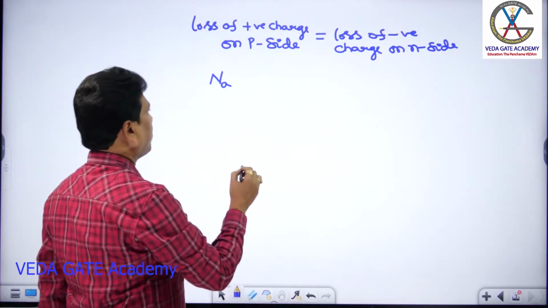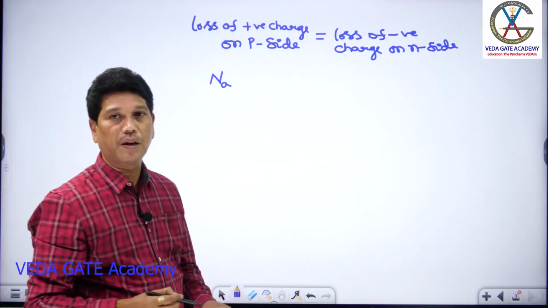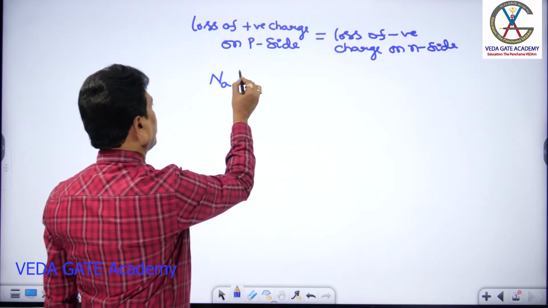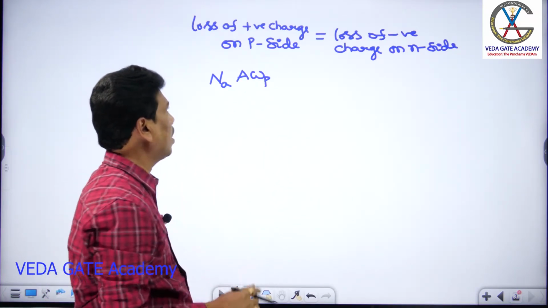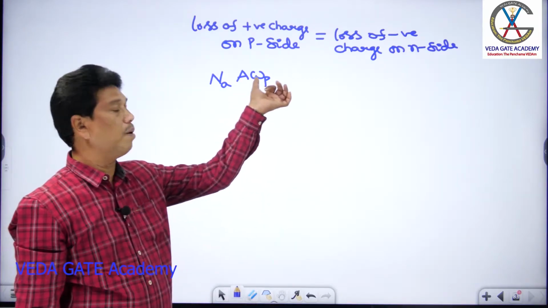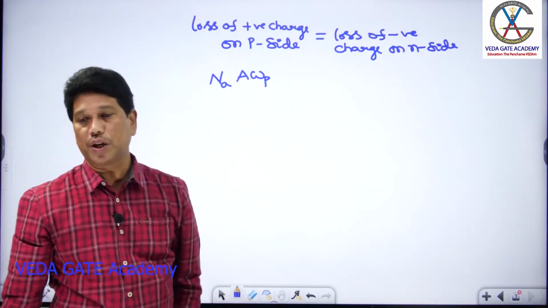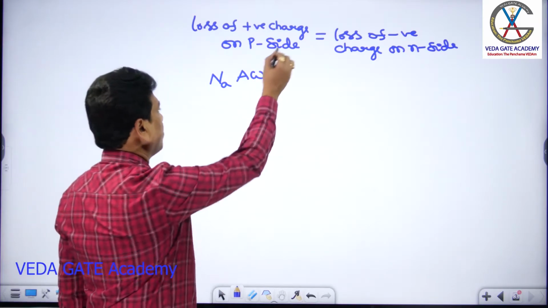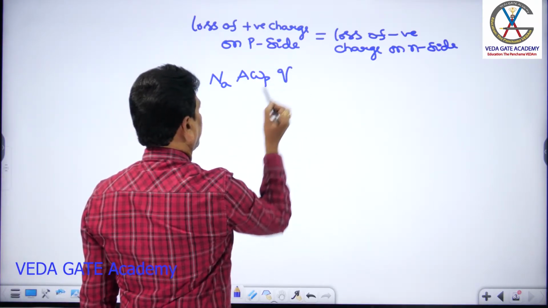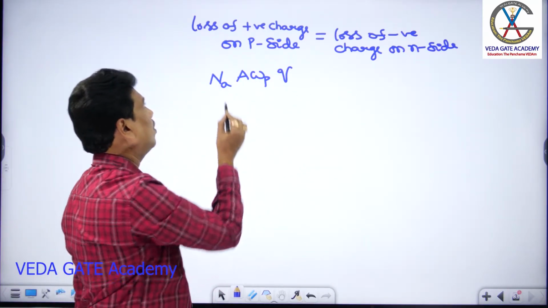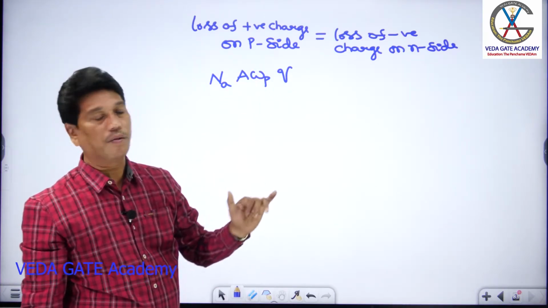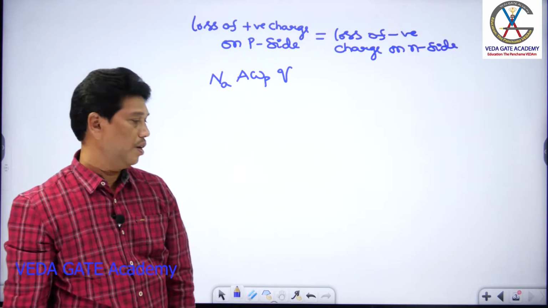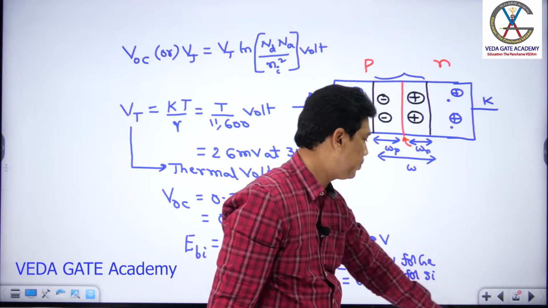But the number of holes lost is over the width of WP. In that width of WP, the volume is A into WP. So this is the number of holes lost on P side over width of WP, where A stands for junction area. So multiply with the charge. This represents the total loss of positive charge on P side over width of WP, where NA stands for acceptor density.